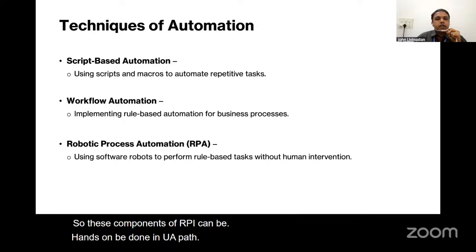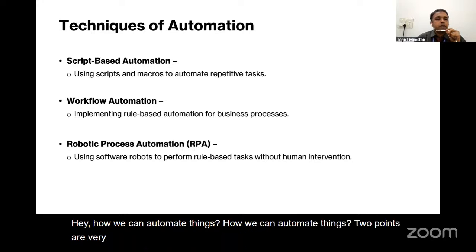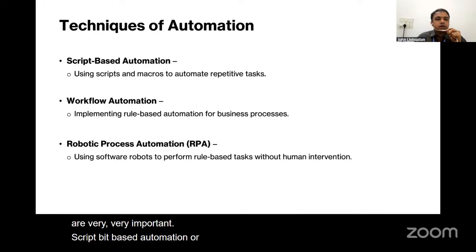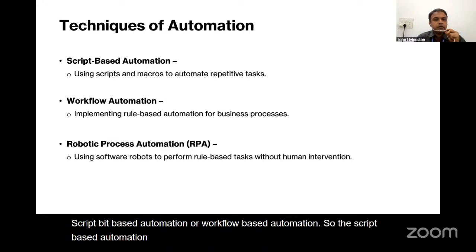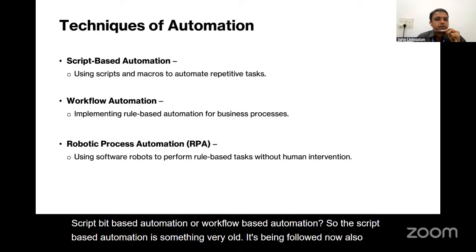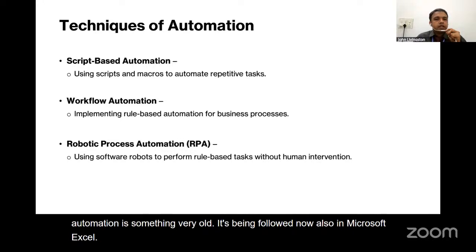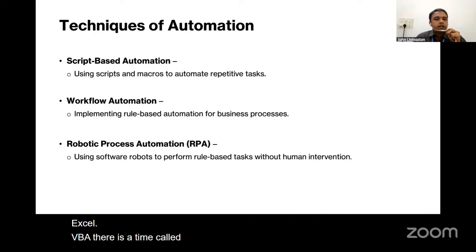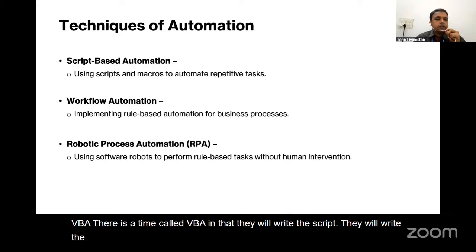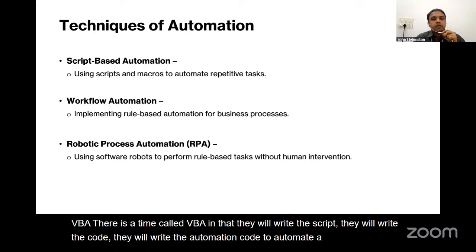How can we automate things? Two points are very, very important: script-based automation or workflow-based automation. The script-based automation is something very old. It is being followed even now in Microsoft Excel. There is a term called VBA. In that, they will write the script, they will write the automation code to automate a repetitive task in Microsoft Excel.